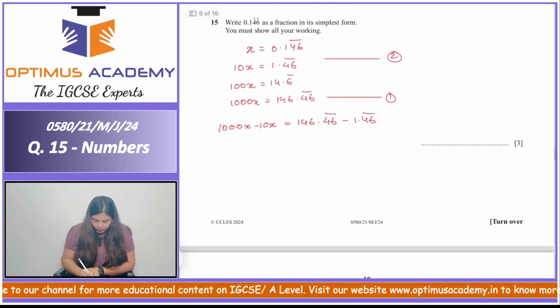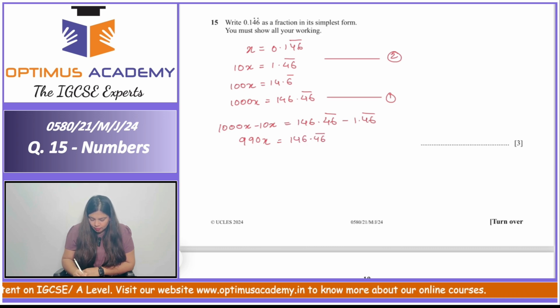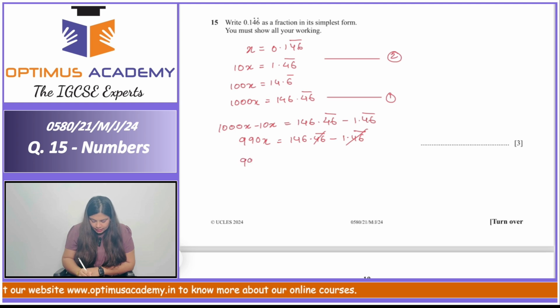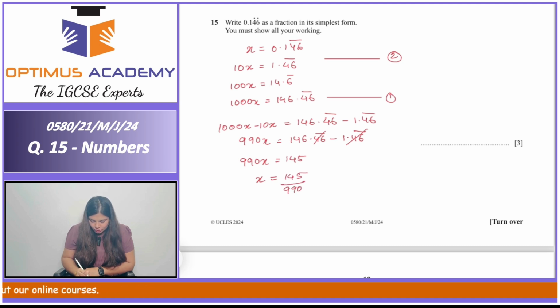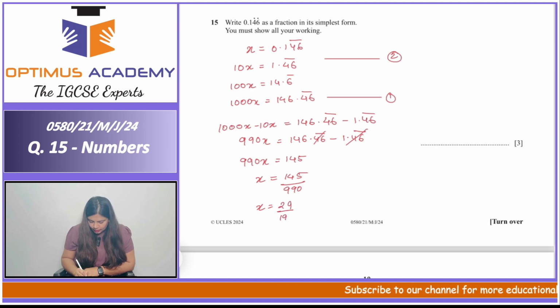After subtracting, we will get 990x is equal to 146.46 minus 1.46, which will give us 990x is equal to 145. Hence, the value of x is 145 upon 990. When written in reduced form, we will get 29 upon 198.